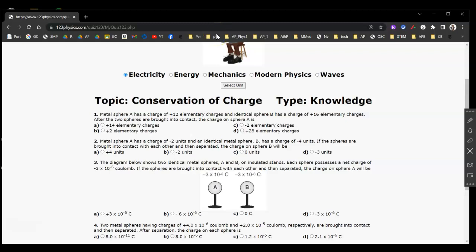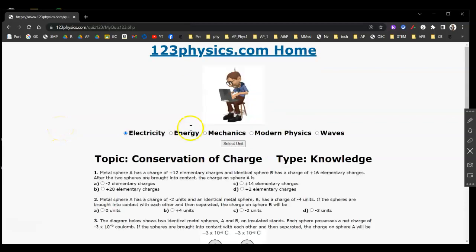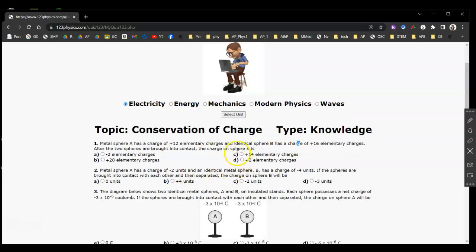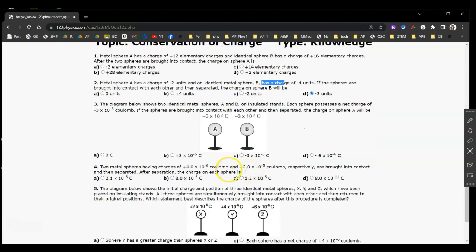Conservation of charge, so go to electricity, and then see conservation of charge. Electricity, so you picked electricity, then look at the second one, conservation of charge. How'd you do? Did you look at the answers yet? So you've got the 12, did you add and divide by 2 in this one? Get 14? Okay, another one, you add and divide by 2. Let's see, what does this say? This would be another negative 3, wouldn't it? Because you add and divide by 2.